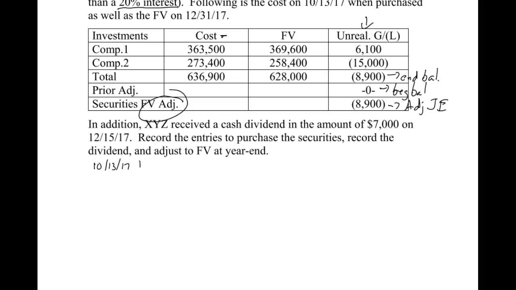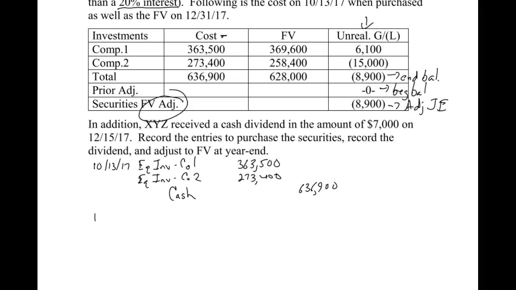when we actually purchased them. I'm going to call this equity investment, dash company 1, and equity investment, dash company 2. Those are both debits, for 363,500 and 273,400. Those numbers were both given up there in the table. And then that's a credit to cash, because we're buying them, for 636,900. Now, the equity investment could be called investment in equity securities, or investment in company 1 equity. Any of those combinations are fine. You'll just see it a little bit different in different books.